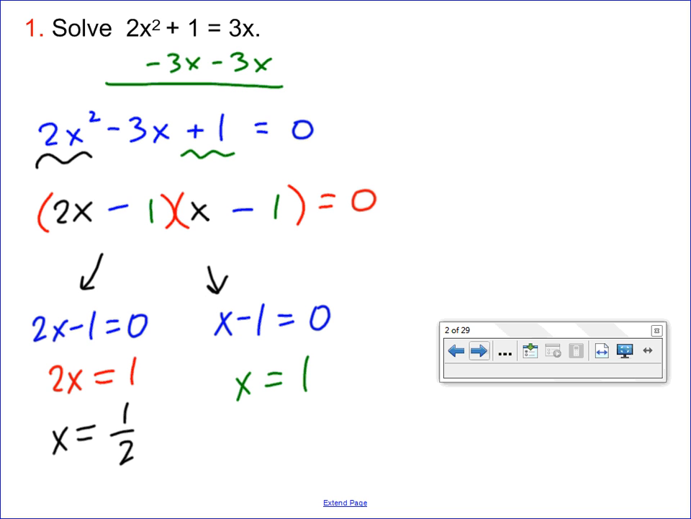So let's go ahead and try with the 1. That'll be easy to check. 1 in for x squared is 1 times 2 is 2. 2 plus 1, does that equal 3 times 1? Yes, it does. 2 plus 1 equals 3 times 1. So I know I found one solution. Let's go ahead and check with the 1/2. X equals 1/2.